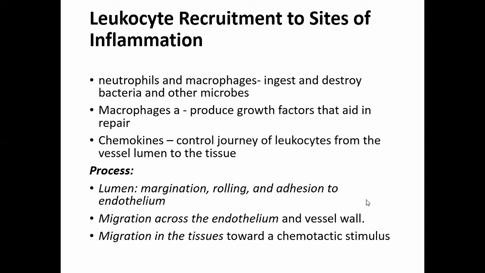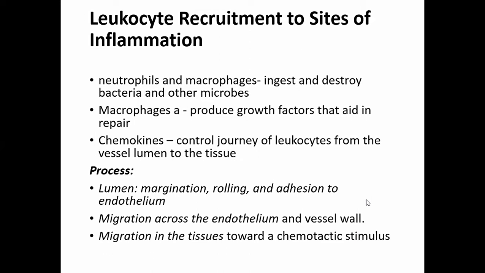So the journey of leukocytes from the vessel lumen to the tissue is a multi-step process that is mediated and controlled by adhesion molecules and cytokines called chemokines. This process can be divided into sequential phases. In the lumen, the leukocytes undergo margination, then rolling, and then adhesion to the endothelium. The vascular endothelium does not bind circulating cells or allow the passage of the cells.